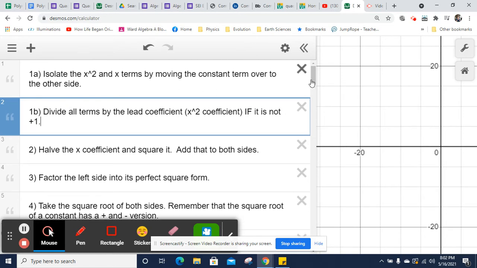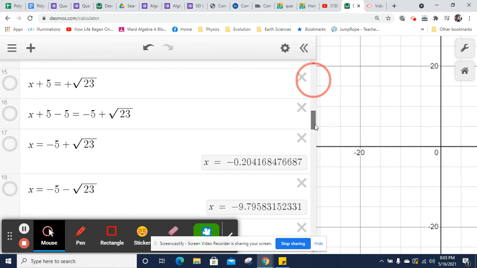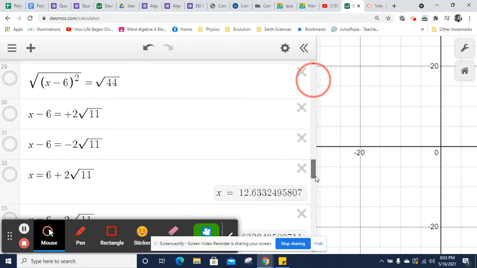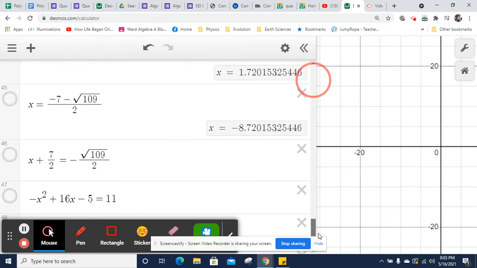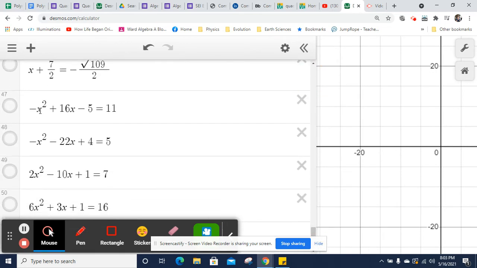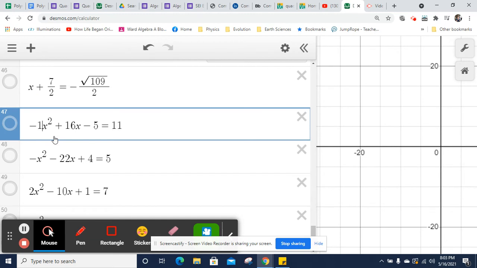Okay. Now, if there's nothing in front of the x squared, then it's positive 1. But if there's a negative, then there's a negative 1 in front of it. So in our case down here, this has a negative 1. So that's a negative 1. But we don't generally write it.